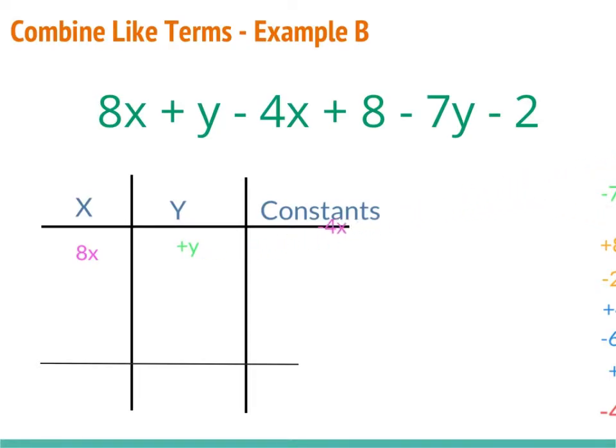-4x is going to end up in the x column. +8 is a constant. -7y in the y column. Again with the negative, don't forget the signs. And -2 again in the constant section.